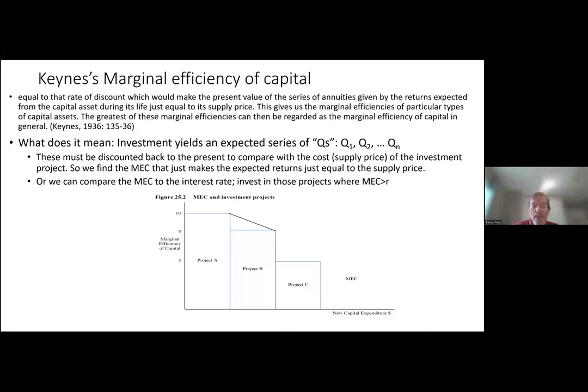But he also says you can compare the MEC to the market interest rate, and then invest only where the MEC is greater than the interest rate. I don't like this one as much. And Victoria Chick, in her, I think, 1986 book on Keynes, goes through examples where these don't necessarily give you the same answer. The first one is much more consistent with his argument in chapter 17. So that's the one that I would prefer to use. So we calculate the MECs and then compare them against the supply price of capital.